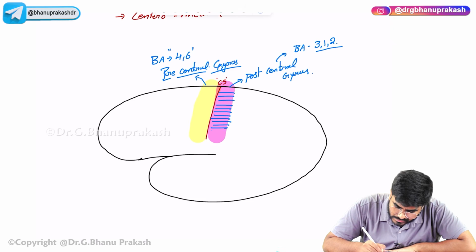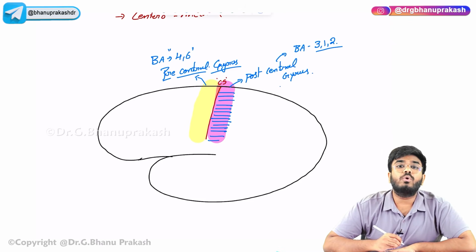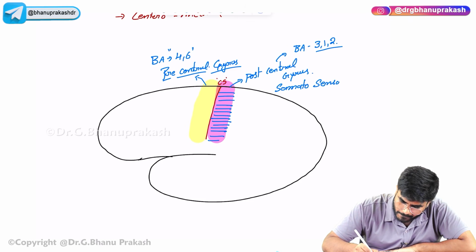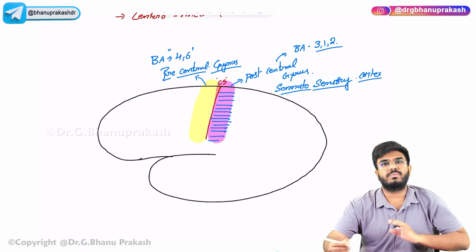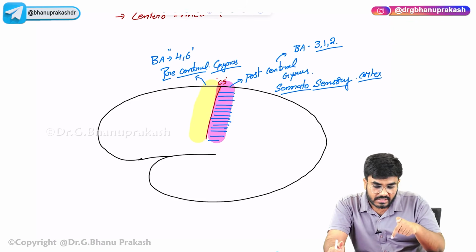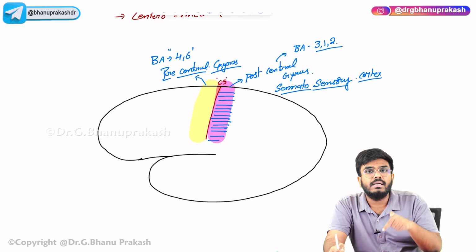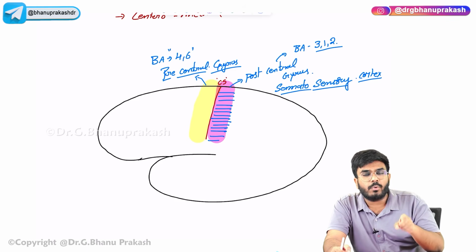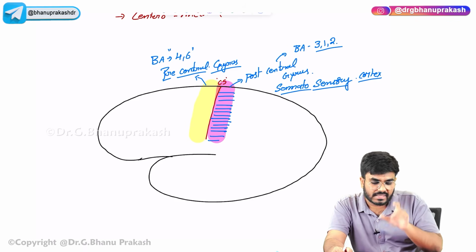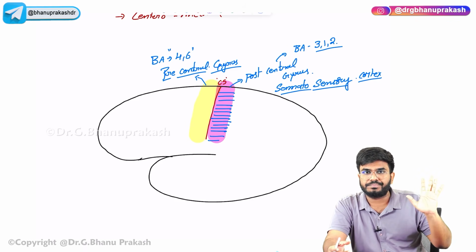This postcentral gyrus is your somatosensory cortex. It functions as your somatosensory cortex, which means all the sensations from your body. You are feeling all the sensations at Brodmann's area number 3, 1, 2, which is located in the postcentral gyrus. This is the area where you feel all the sensations.